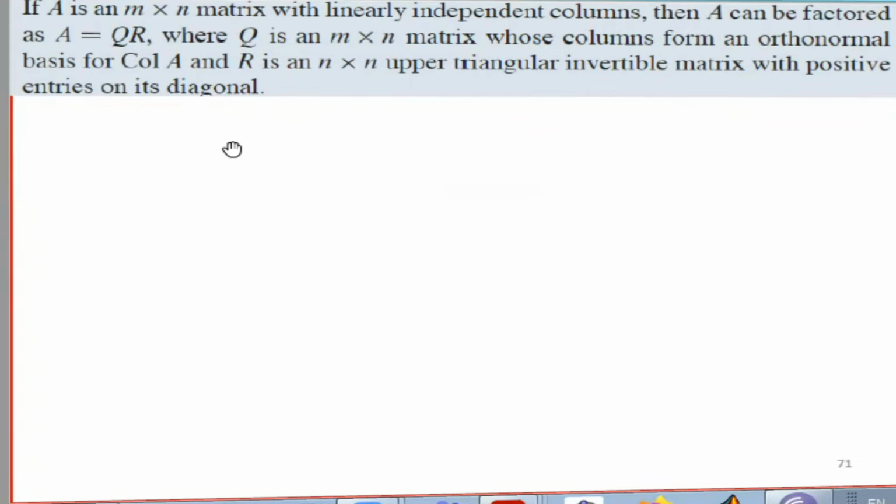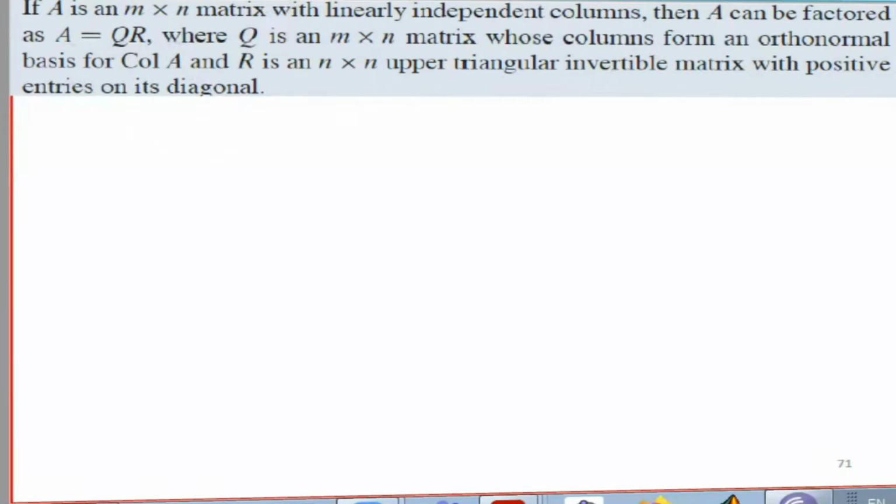QR factorization. Any matrix A is an m by n matrix with linearly independent columns. Then A can be factorized as A equals QR. Here Q is an m by n matrix whose columns form an orthonormal basis. We construct the orthonormal basis from the orthogonal basis, and the orthogonal basis is constructed from the Gram-Schmidt method. And the other matrix R is an n by n square matrix, an upper triangular invertible matrix with positive entries on its diagonal.